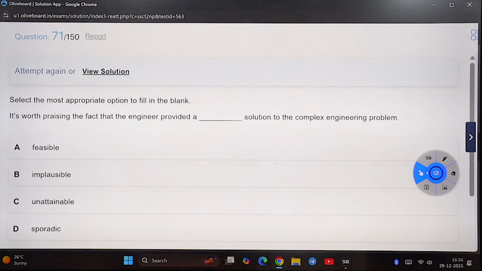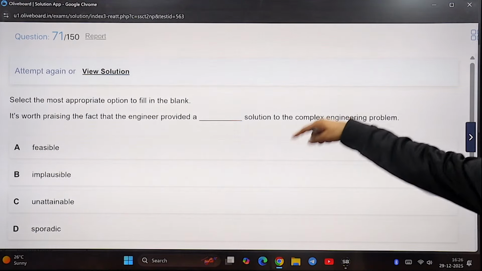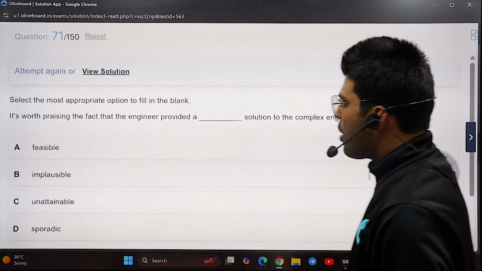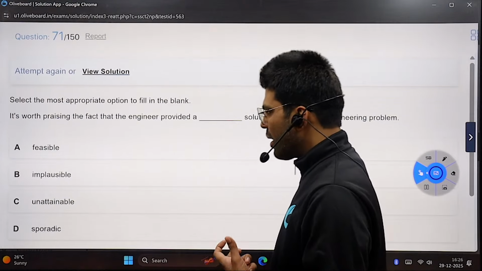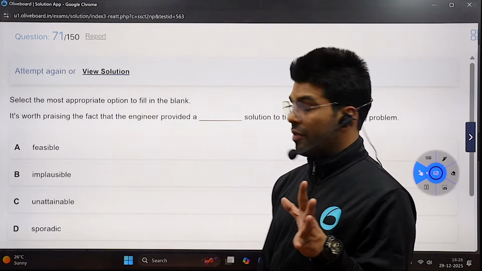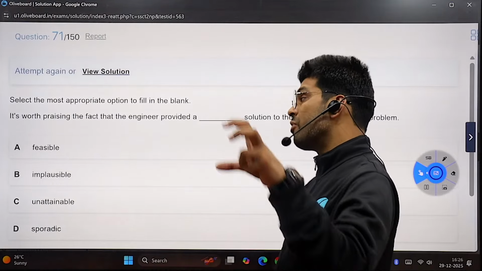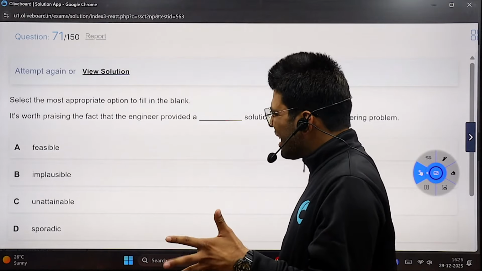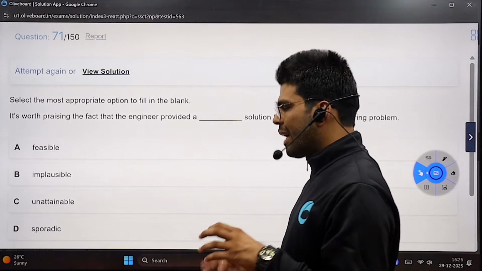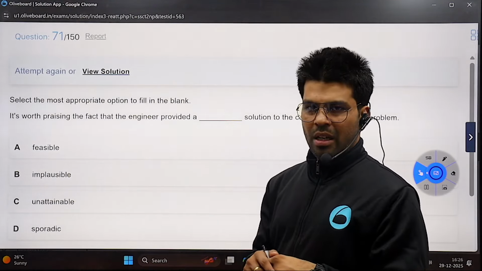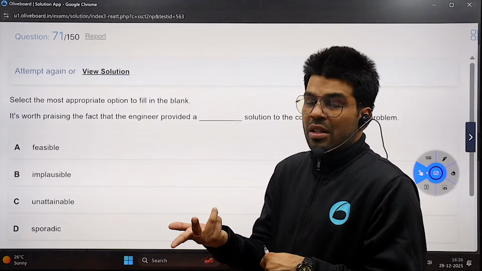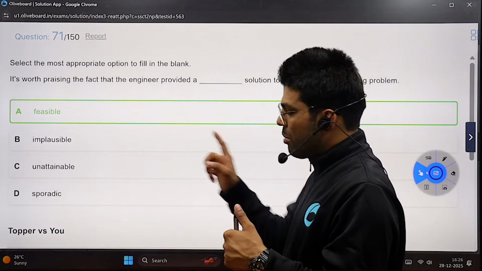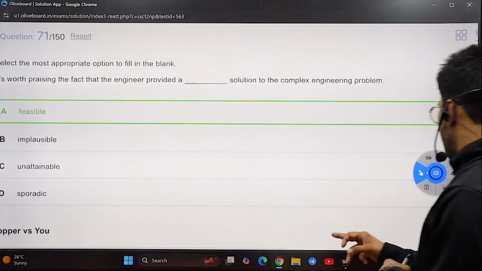Praising the fact, provided solution to the complex problem. Obviously. Plausible should have been a good word. Implausible is negative. Won't be praising. Won't be worth praising then. That's a negative option. Attainable can be achieved. Unattainable is a negative word. Sporadic, intermittent, occurring at intervals, not regular, won't be worth praising. Feasible, plausible. I didn't say implausible. Plausible, feasible.